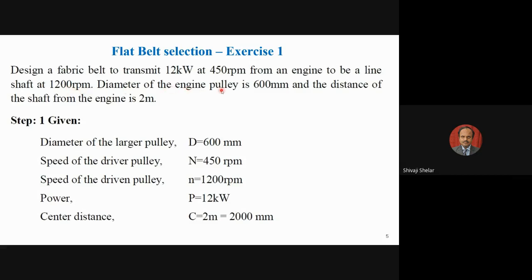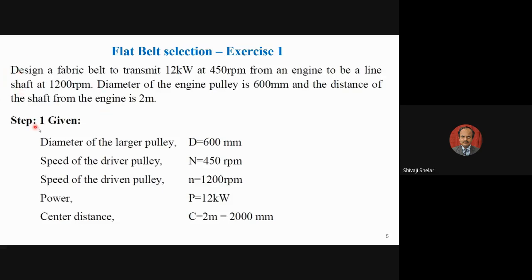The diameter of the engine pulley is given in this problem. It is 600 mm. And the center distance, the distance from the engine shaft, is 2 meters. This is the approximate center distance given. The center distance between input shaft and output shaft needs to be maintained at 2 meters. So this is the given data.